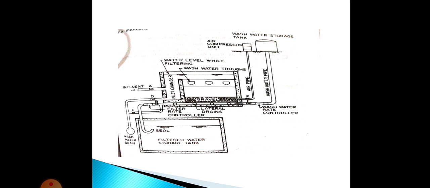Firstly, in the backwashing process, in the first step, we will close the influent valve, that is valve A. Whatever water has entered will be there, but we will stop the inflow of water from the sedimentation tank. So firstly valve A will be closed, then we will allow the filter to operate till the water level reaches the edge of the trough.